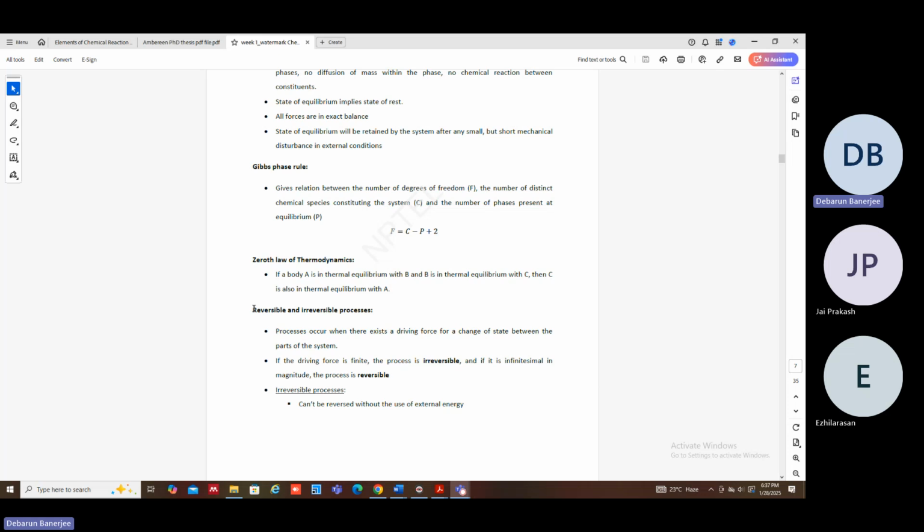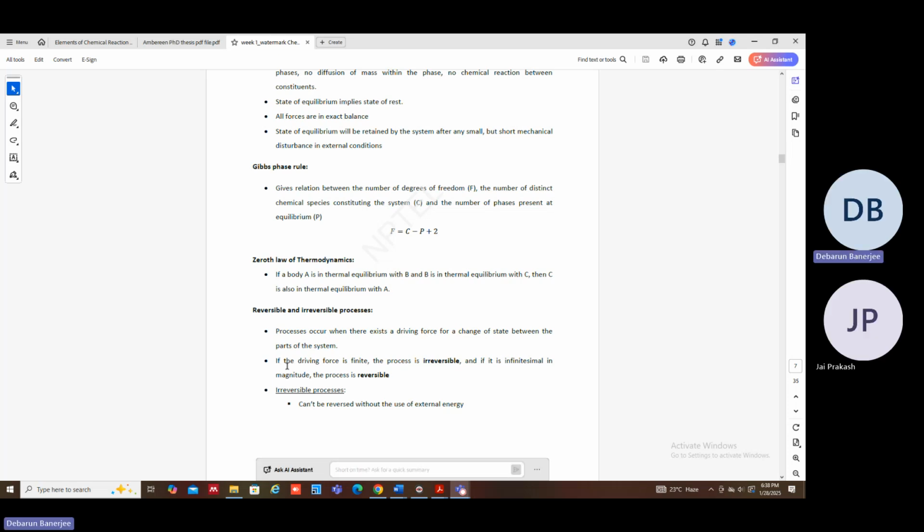There are two types of processes: reversible process and irreversible process. These processes occur when there exists a driving force or a change of state between the parts of the system. If there is a finite driving force, the process is irreversible, and if it's infinitesimal in magnitude, the process is reversible. An irreversible process cannot be reversed without the use of external energy.